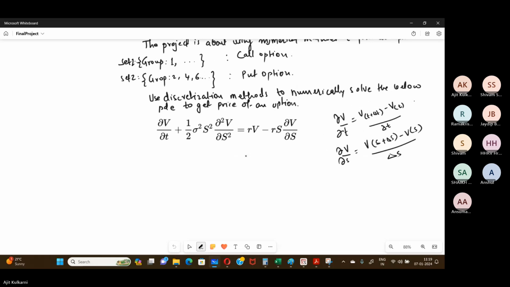So, deliverables. Okay, first, I want, and there are three parts to it. There is a mathematical part to it.